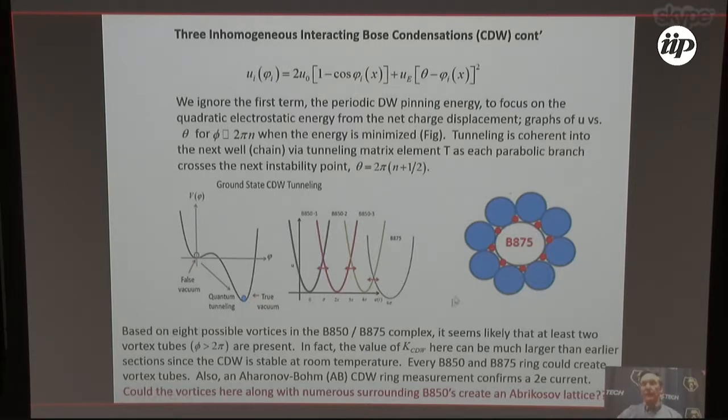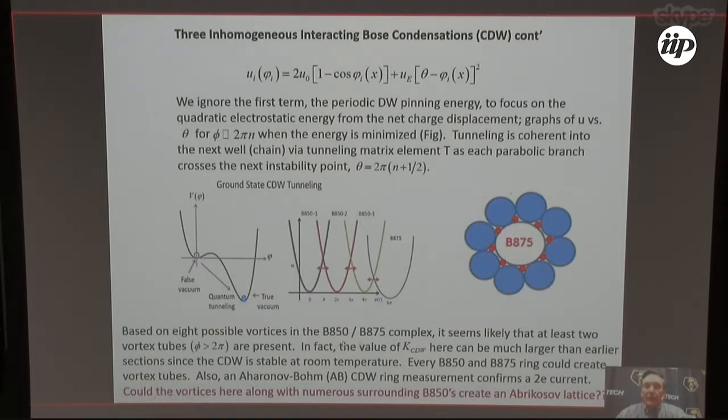But based on this, 1, 2, 3, 4, 5, 6, 7, 8, you've got 8 B850 surrounding. So you're going to have 8 potential vortices in a B850, B875 complex. So it seems likely that at least 2 vortex tubes are present. That's the worst possible case for what the phases add up to, the 3 different phases, this one, and this one. But when we were doing this, we finally realized that if we have a current established and it circulates one way, and we have another current this way that's going to try to max it, it's going to oppose whatever is going to be over here.